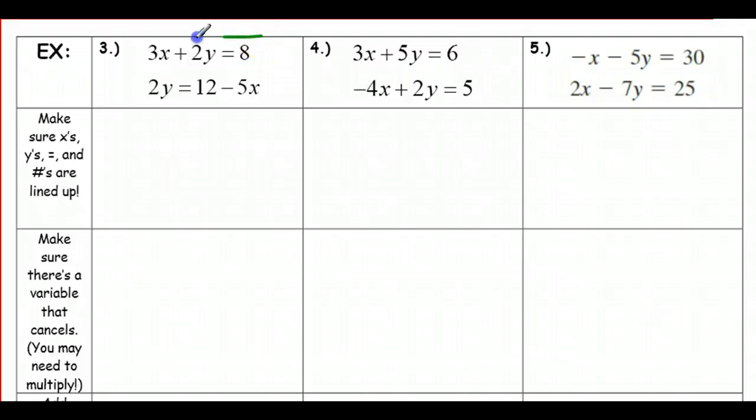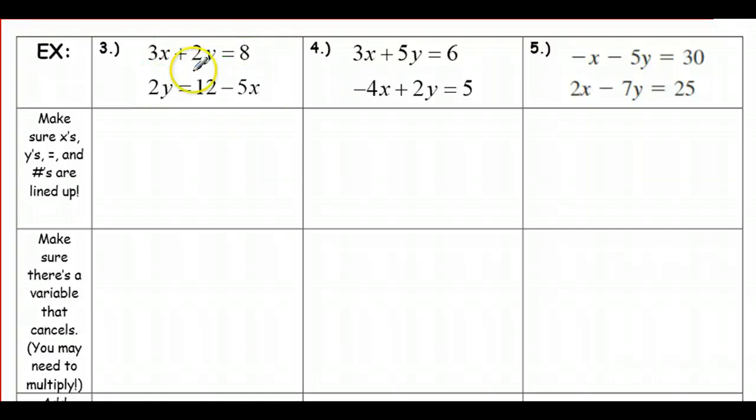So first thing that we always want to do when we look at our system is make sure that our terms are lined up. Notice right away in this example, they're not. So we want to make one of the equations look like the other, and it really doesn't matter which one you pick. I'm going to choose to make both equations have the x term and the y term on the left of my equals and the constant on the right of my equals.